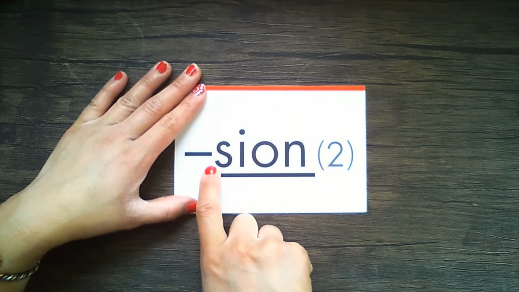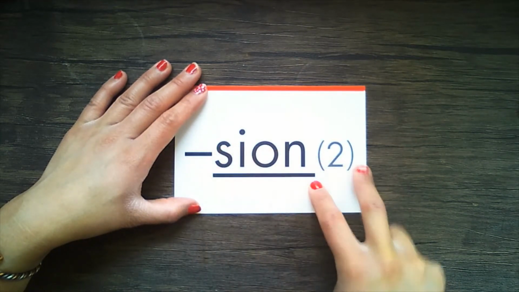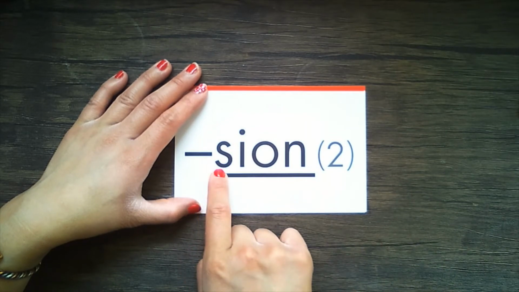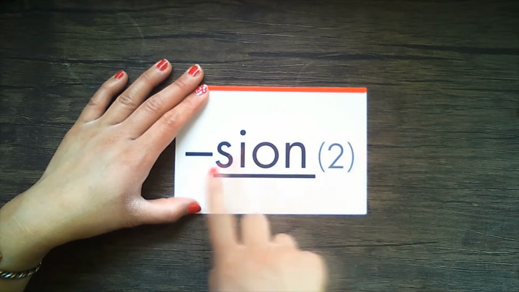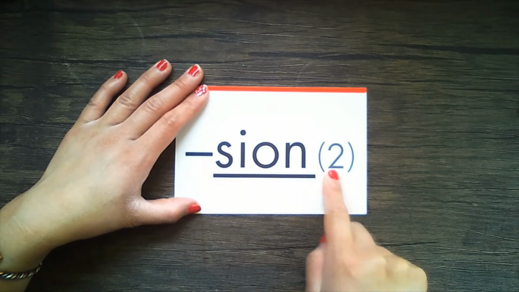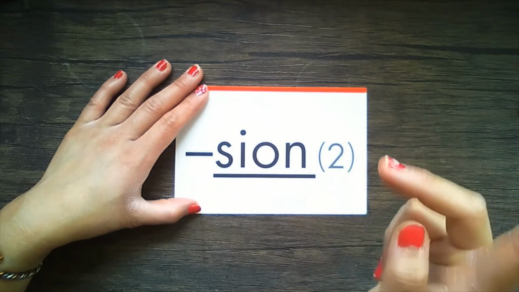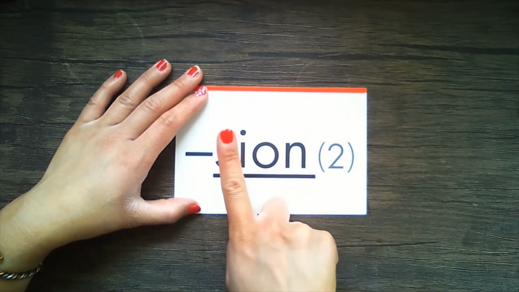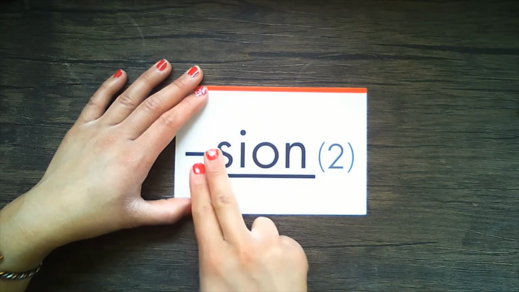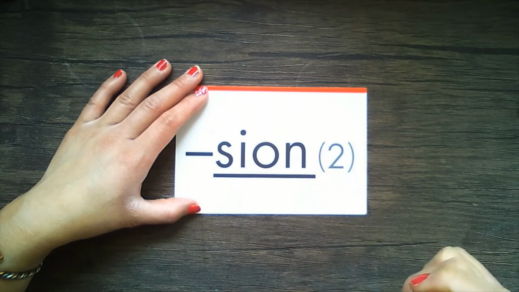First sound, read shun. Second sound, jun. So, the first sound has an S. The second sound will sound like a Z. Okay? First sound, shun. Second sound, jun. Kind of like the first sound, shun, kind of like discussion. The second sound, jun, kind of like television.